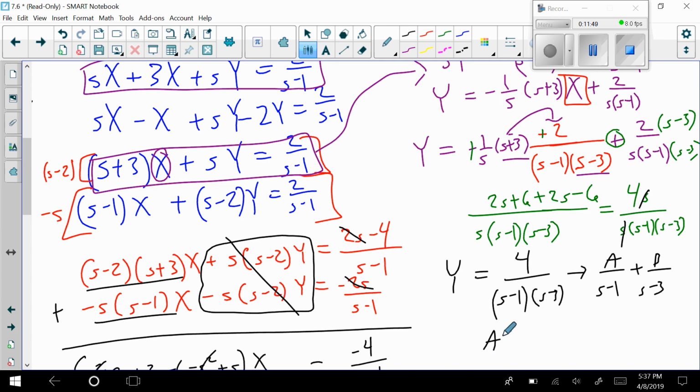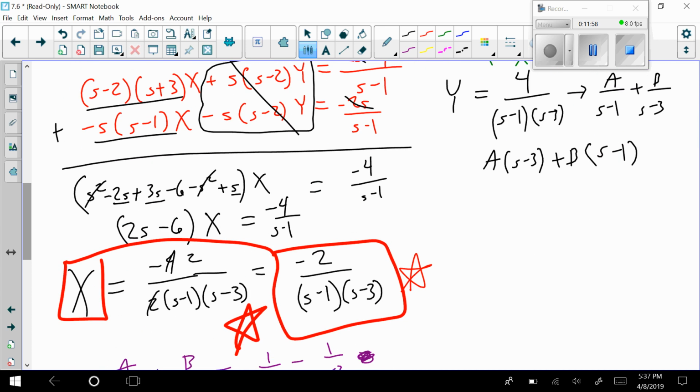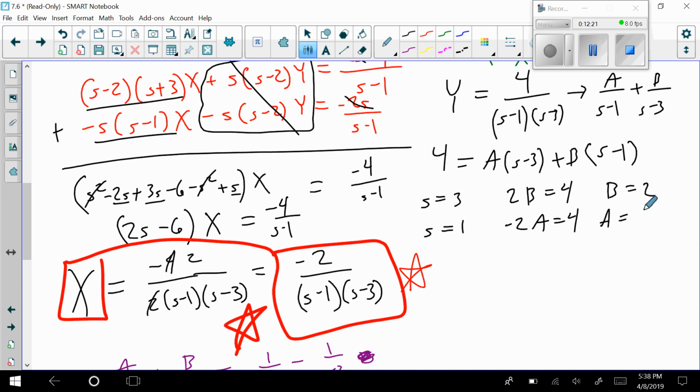Auxiliary equation is A times s minus 3 plus B times s minus 1. And that should equal the top, which is a 4. If I let s equal 3, this goes away. That'll be a 2B equals 4, which implies that B is 2. If I let s equal 1, I would have a negative 2A equals 4, which implies A would be negative 2.